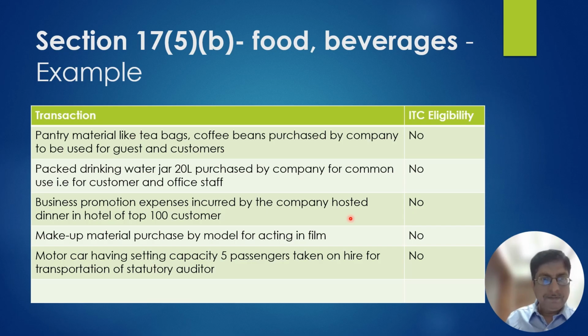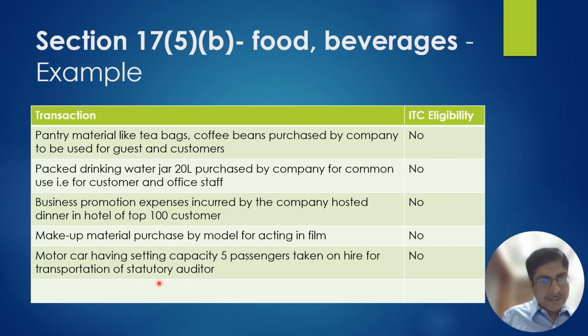Okay. A makeup material purchased by the model for acting in a film. The credit is not available because, see, GST is a transaction level tax. That makeup material is consumed. There is no further supply of that makeup material, even though it is used by the model for acting in a film. Still, the credit is not available.